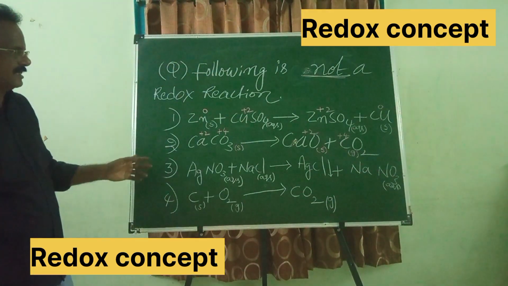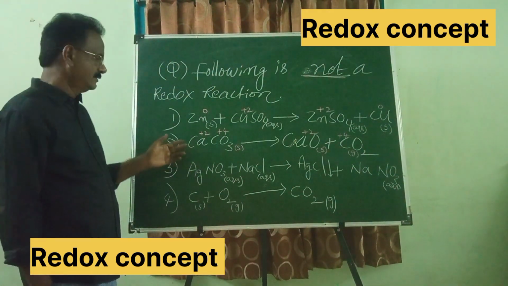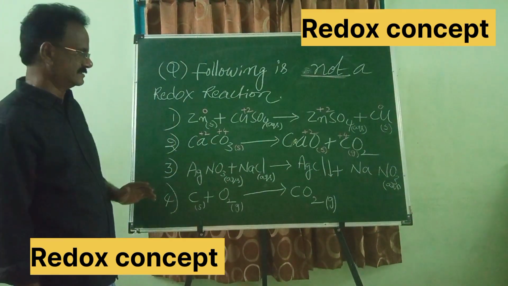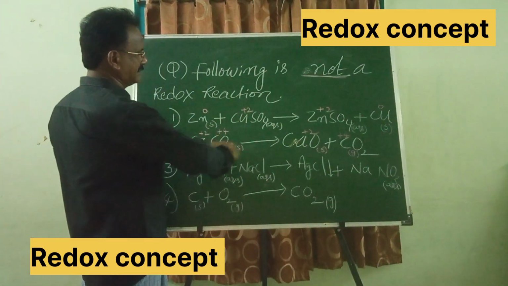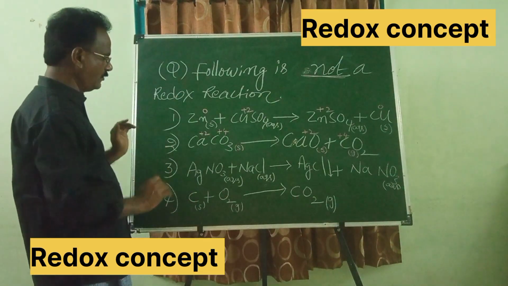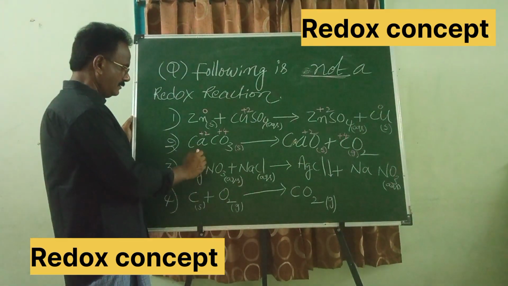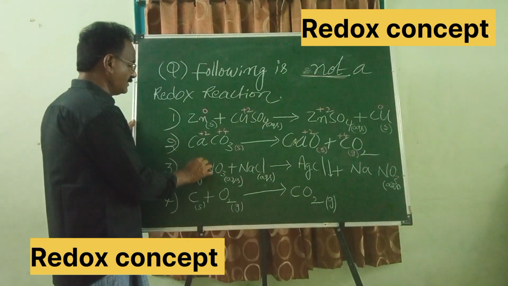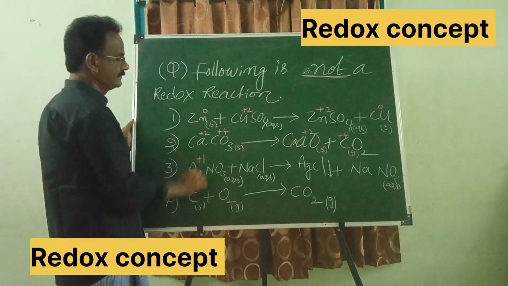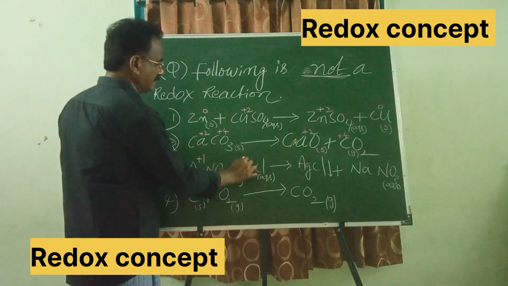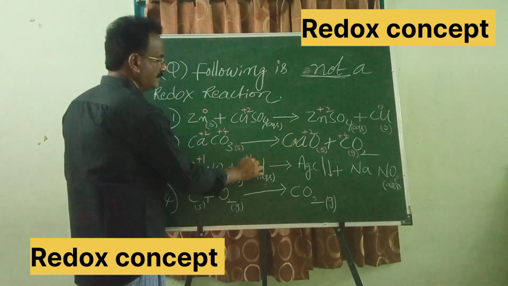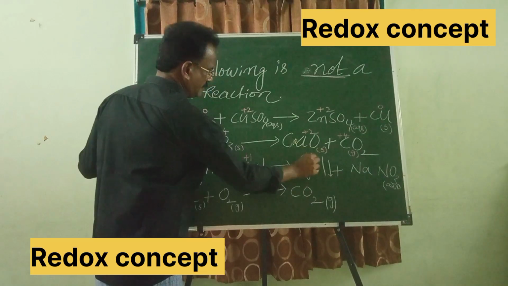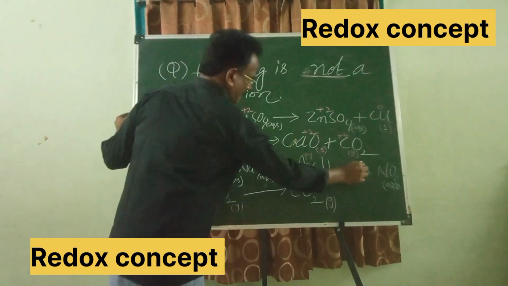Okay, these are the oxidation states of the elements present in the second reaction. So let us see, for oxygen there is no change. Now, when you consider the third reaction, here the oxidation state of Ag is +1, oxidation state of Na is +1, oxidation state of Ag is +1, oxidation state of Na is +1.